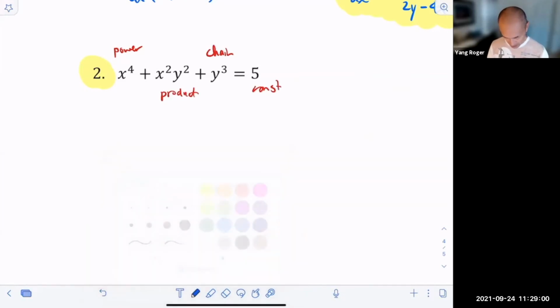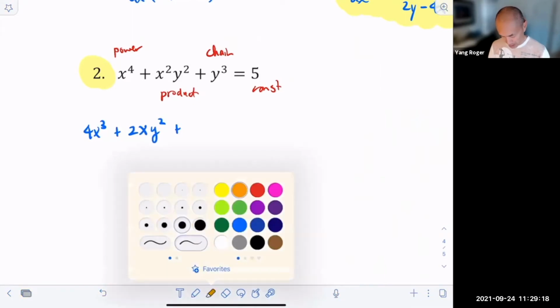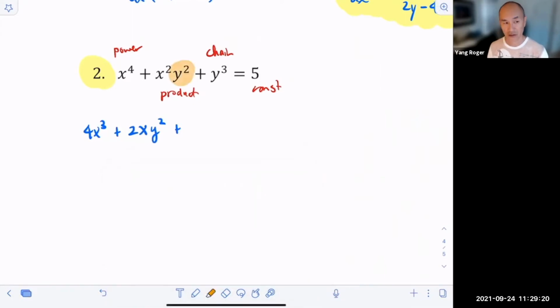So when I take the derivative of x to the 4th, that's just 4x cubed. Now I execute the product rule. The derivative of x squared is 2x. You keep the second function, which is y squared. The derivative of the second function, I need to use the chain rule. So the derivative of y squared is going to be 2y times dy dx. And then I keep the first function, which is x squared. That's the product rule part.